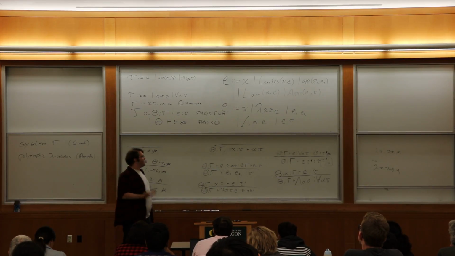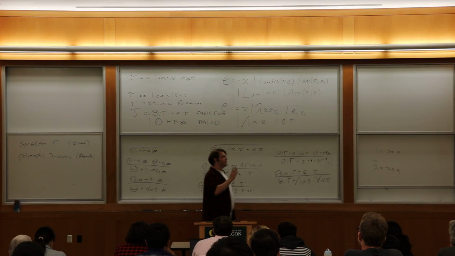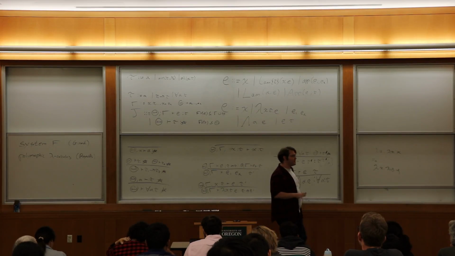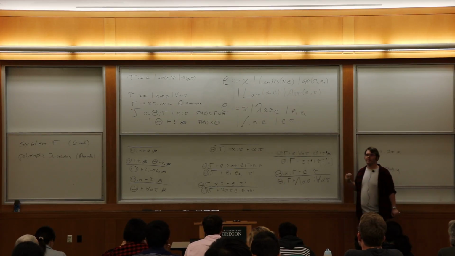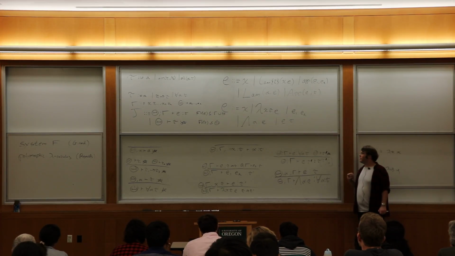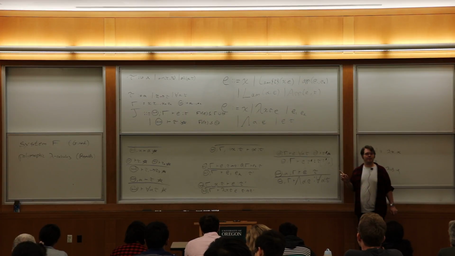So that's one of the things, right? We're going to go through some of those encodings on how you can recover some of these basic types using foralls and functions. Okay. Any other questions?